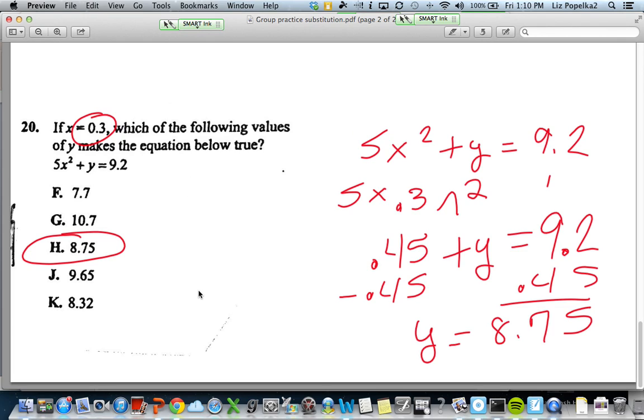So now that we've done some group practice problems on substitution, your teacher is going to give you some time to complete some independent substitution practice problems, and then we'll come back together as a group and check your answers.